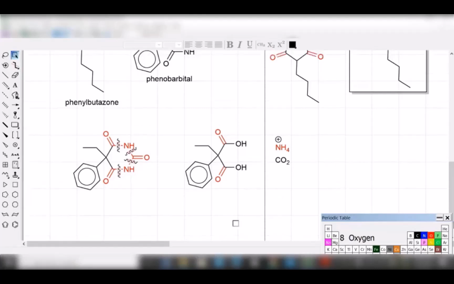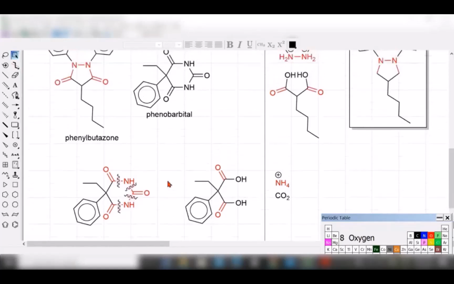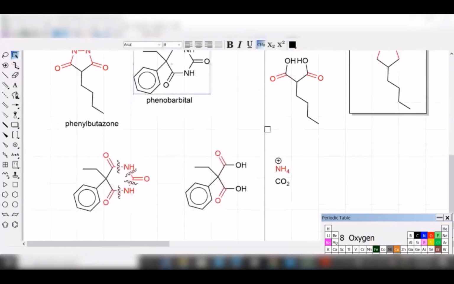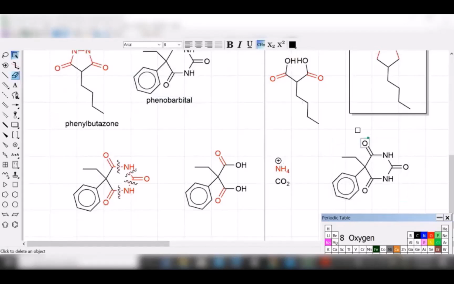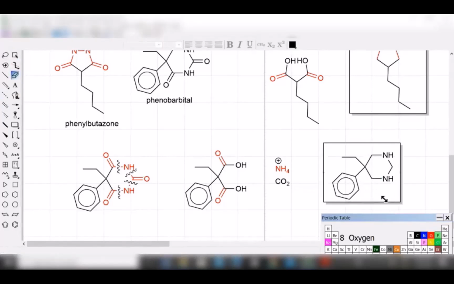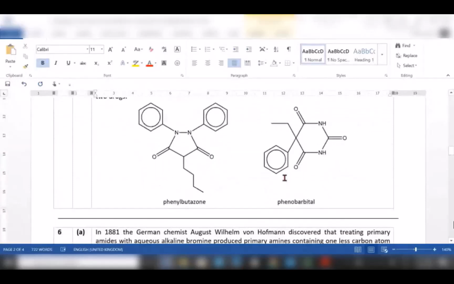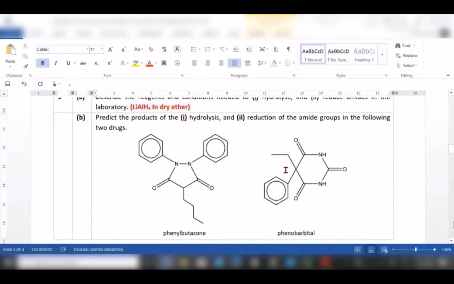And if I were to do reduction using lithium aluminum hydride in dry ether, what am I going to get? So again, you remove the C double bond O. So this is the product that you're going to get, at the end of the day. I guess that's it for question 5. This was a Cambridge question as well.